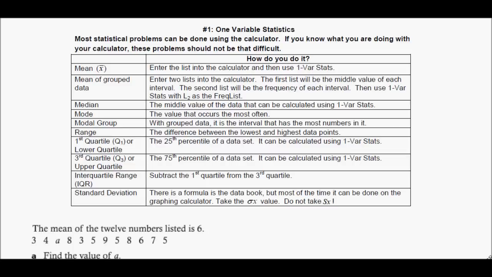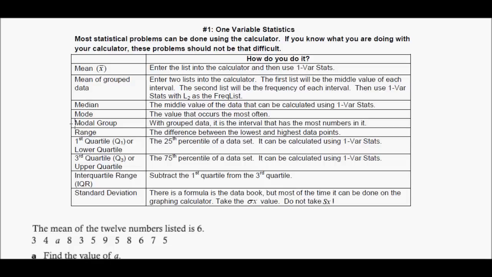Okay. Now, what I did here for one variable statistics is I just wanted to show you that most statistics problems can be done using the calculator. If you know what you are doing with the calculator, these problems should not be difficult. Just to recap, the mean: add them all up, divide by the total. But you can also enter lists in the calculator and use one variable stats. I'm not going to go over all these, but this is kind of assumed knowledge at this point.